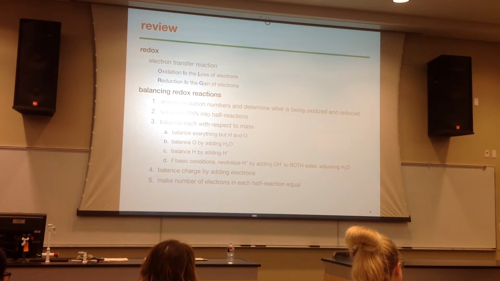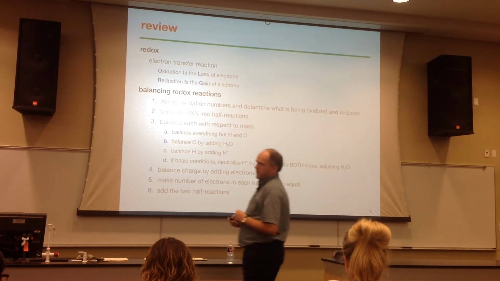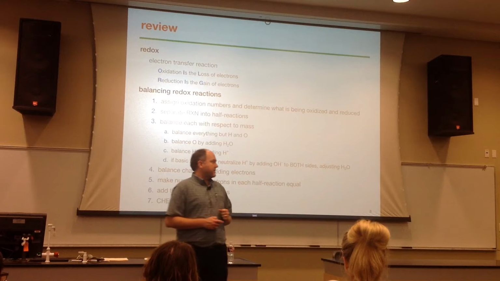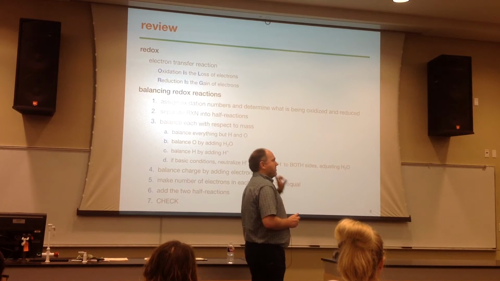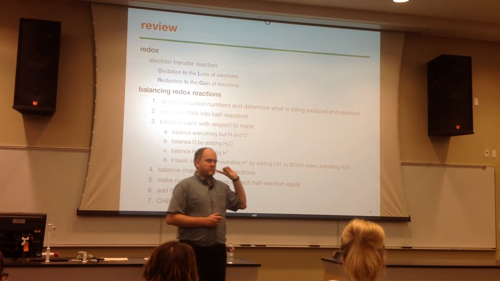I multiply both equations by the necessary multiple, and then I'm finally going to add the two half reactions back together again. All right. And then, of course, the last step is to check. These set of 7 steps will never fail you.